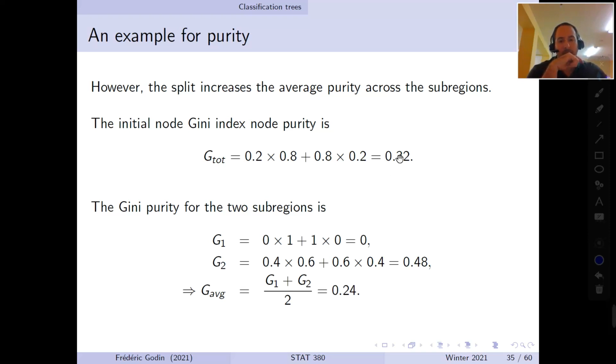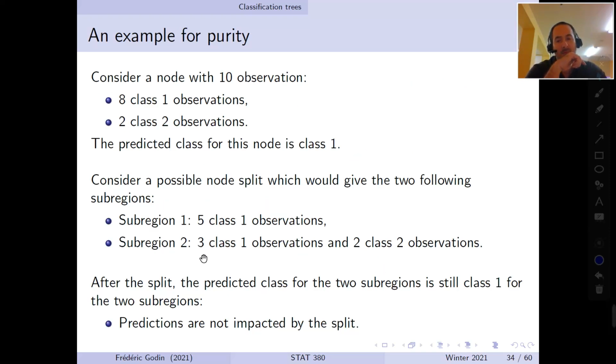Okay, if we do that, then we can compare this to the aggregate Gini index across its 2 subregions. Here, if we consider the first subregion, its Gini index is 0 times 1 plus 1 times 0, which is 0. The reason is that in subregion 1, 100% of observations were class 1. For subregion 2, the Gini index is 0.4 times 0.6 plus 0.6 times 0.4, because if we go back, we have 60% of observations in class 1 and 40% of observations in class 2 for that second subregion.